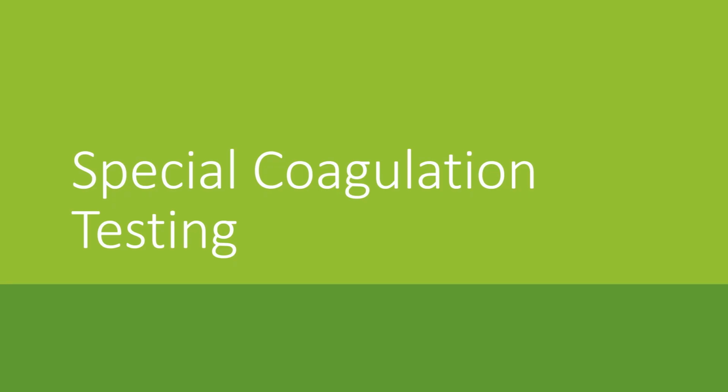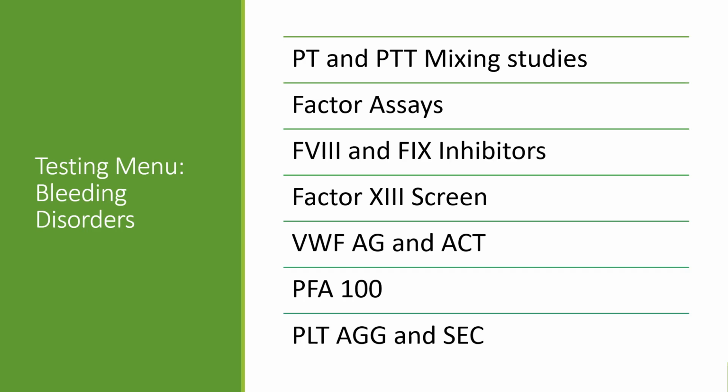Special coagulation testing includes a series of different tests, for secondary hemostasis, primary hemostasis, and fibrinolysis. So we're going to be able to test every aspect of hemostasis to see where the problem lies in the case that something is amiss. So let's talk about our testing menu.